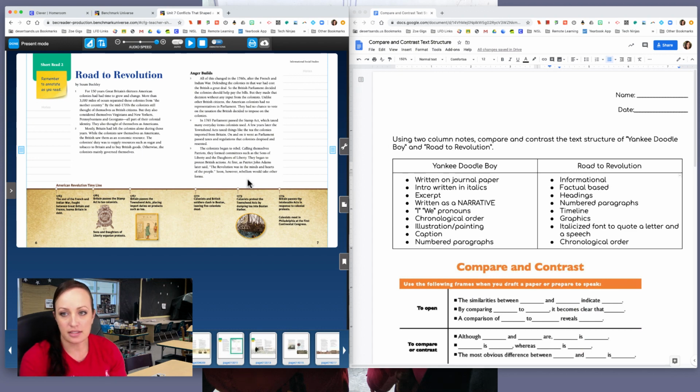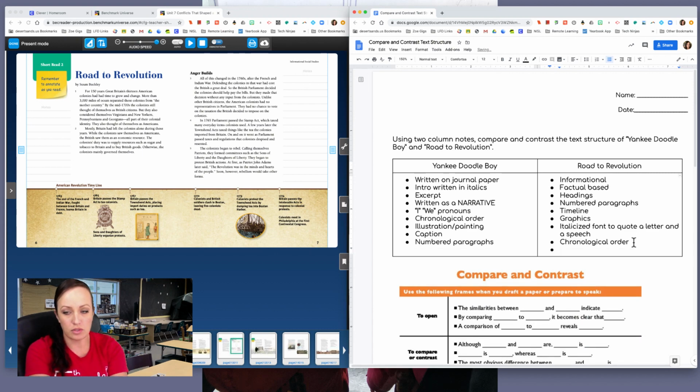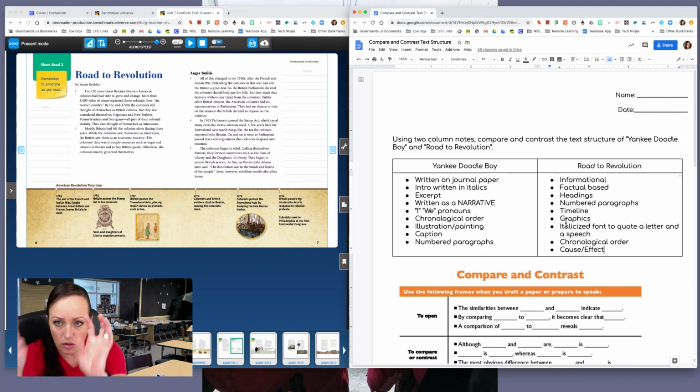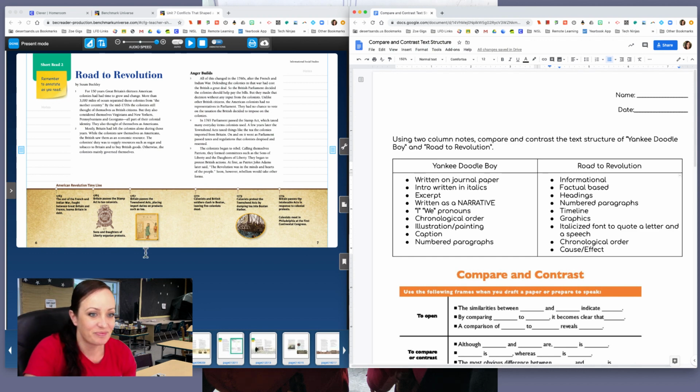They set up the taxes, or they were taxing the colonists. That affected them, and so that made them do this. So I'm going to add that not only did I notice it was in order chronologically, also because of the timeline, but I also noticed that it was written in kind of like a cause and effect. All right, so those are just me noticing what I had on both texts. Hopefully you had something similar.